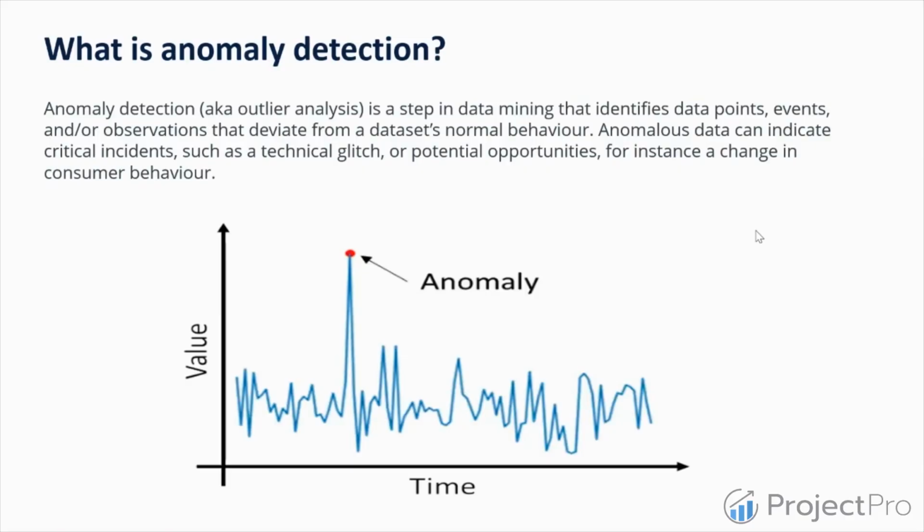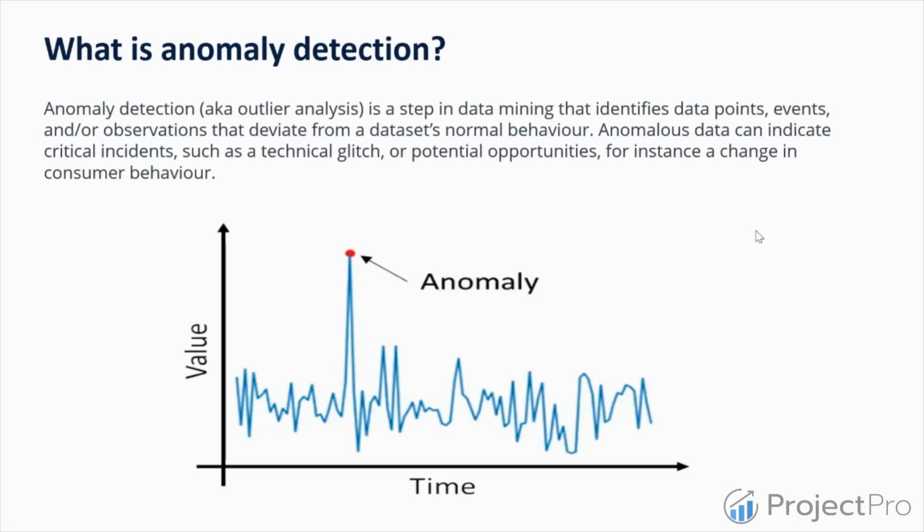What is anomaly detection? Let's try to understand what it is, and then jump into the applications of anomaly detection. Anomaly detection is a step in data mining that identifies data points, events, or observations that deviate from a data set's normal behavior.